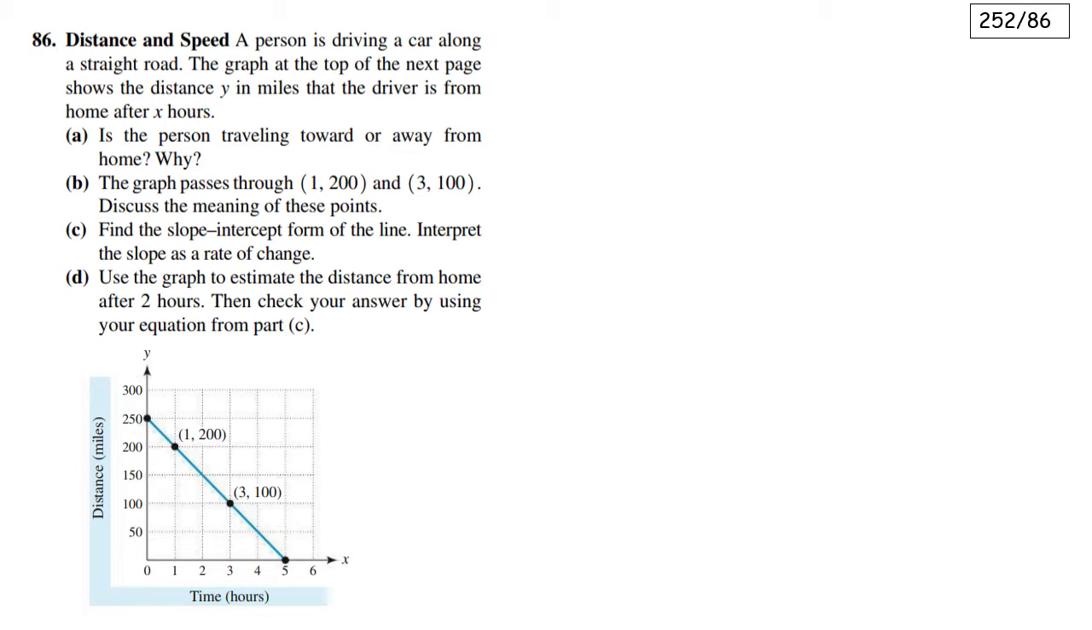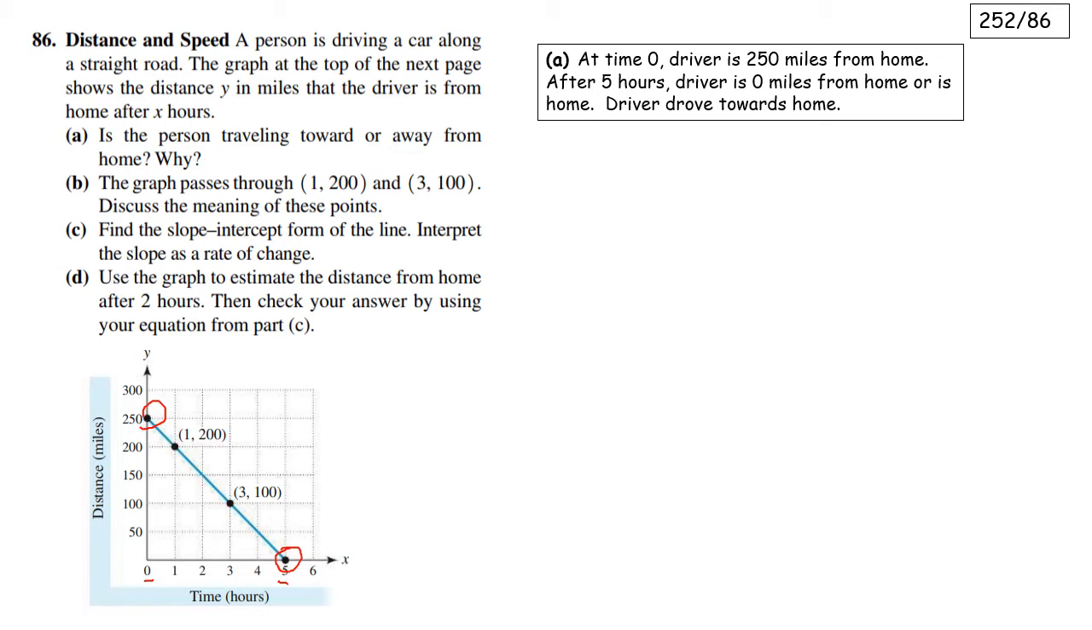At 0 hours, we note that he is 250 miles from home. After 5 hours of driving, he is at 0 miles from home. For question A, therefore, at time 0, the driver is 250 miles from home. After 5 hours, he is 0 miles from home, or is home, which means he drove towards home.